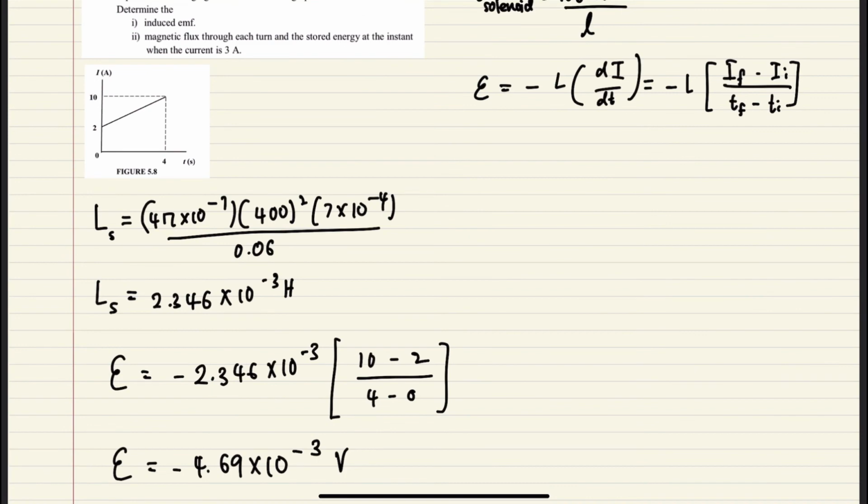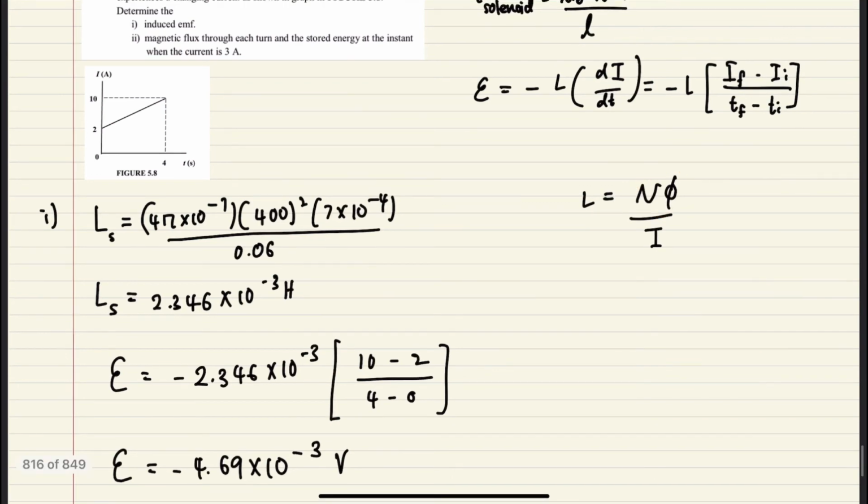B2, actually they have another question. Magnetic flux through each turn and the stored energy when the current is 3 amperes. Magnetic flux through each turn. So basically they want you to find magnetic flux. If magnetic flux as a whole, that one is magnetic flux linkage. So you can apply another formula where L is equals to N phi over I. So if they want you to find magnetic flux linkage, that would be this one. Okay, N phi. But they want you to find phi only for one coil. One turn, sorry.